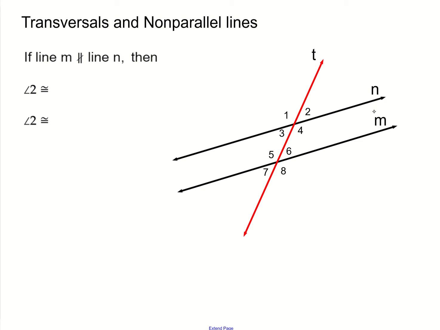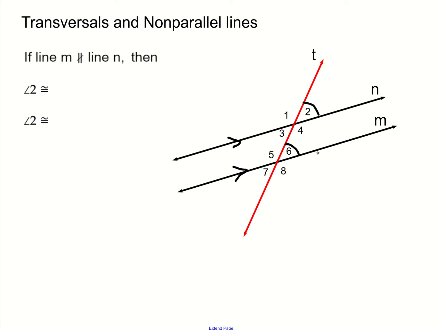So for example, in this case, n and m are parallel, and we'll indicate that with these arrows. If they are parallel, then we know that, for example, angle 2 and angle 6 are going to be congruent. So if angle 2 were 30 degrees, then angle 6 would also be 30 degrees.